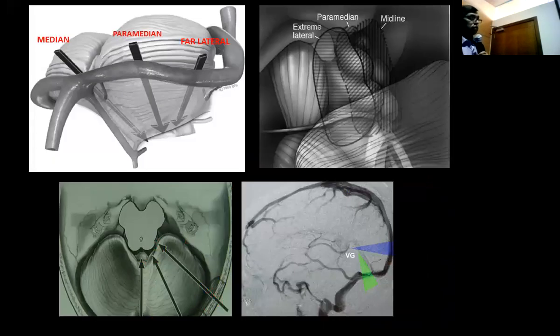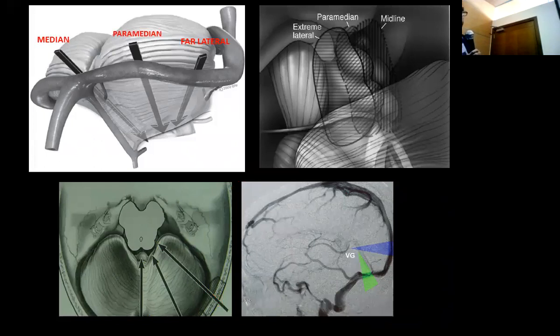Or you can go, this is the transverse sinus, or the superior sinus coming this way, transverse sinus. And this is the occipital sinus, for example. And then you can go on the midline, or median, or you go lateral to it, paramedian, or go far lateral or extreme lateral. And this gives you different views of the back and the lateral side of the brainstem.